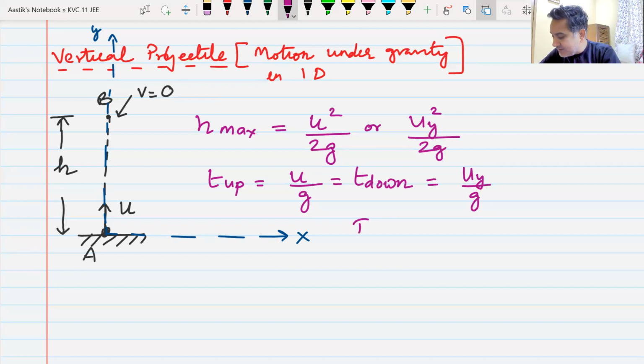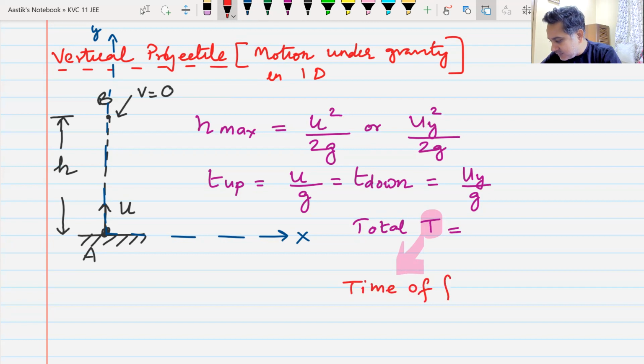What is the total time t? I called it the time of flight. I call this t, if you remember. If you don't remember the formula, you obviously will not remember that I call it the time of flight. This was known as the time of flight, the total time it remains in the air. How much is the total time of flight? Did I tell you?